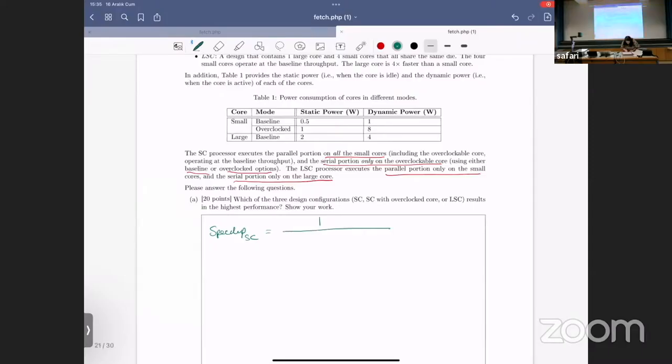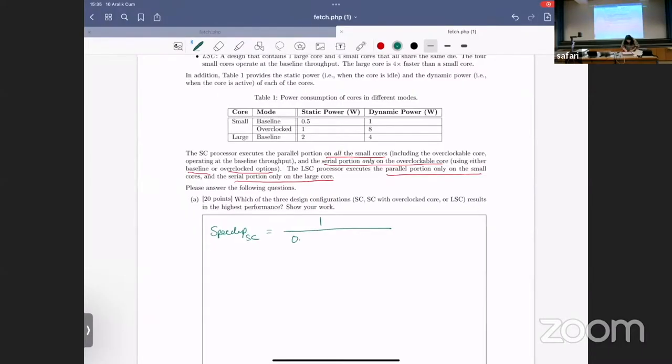1 over, so the serial portion, 40%, would run on that one core. So we would just have it divided by 1. So there's no way of accelerating it here. And for the parallel section, we have 60% divided by 8. So we can simplify it here, 3 over 40, that will be something like this.